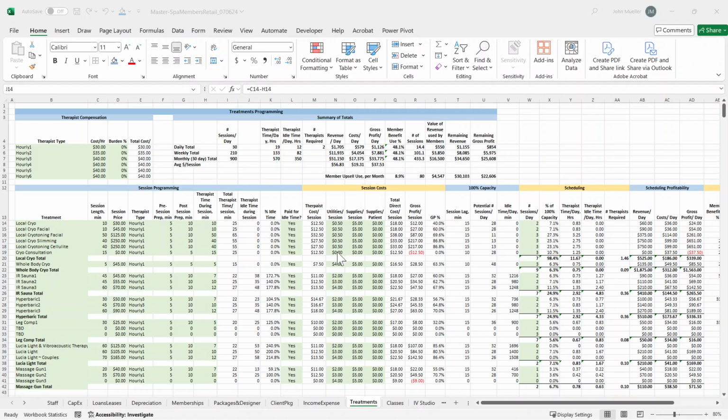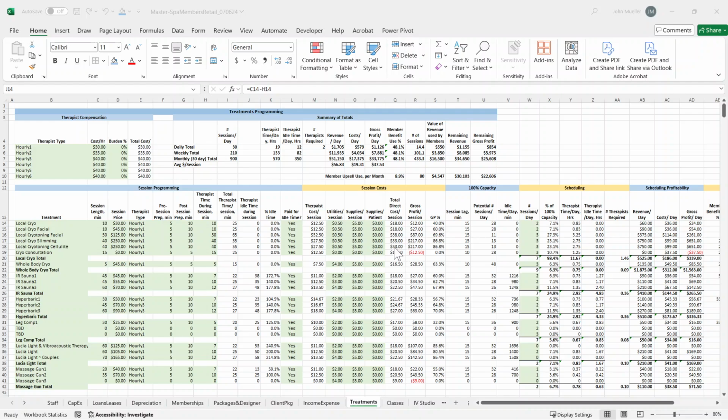Then is there a utilities component to providing this particular service? Some things can be pretty energy intensive, and so you can add in a cost per session or cost per service, and then any supplies per session. And then if you have multiple attendees or people in this particular service, and you have a cost per person that you're providing that service to.